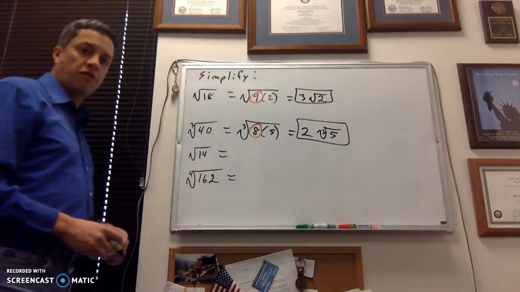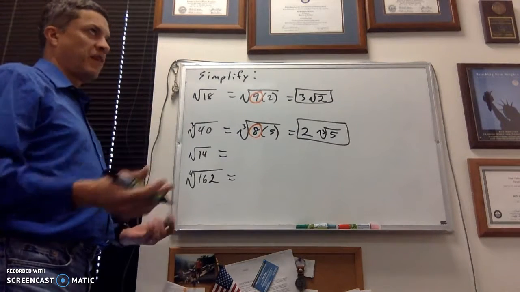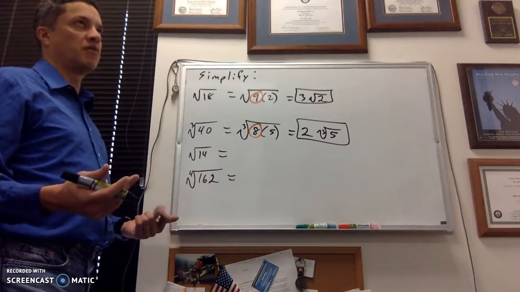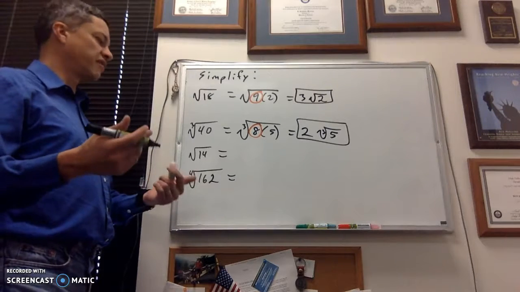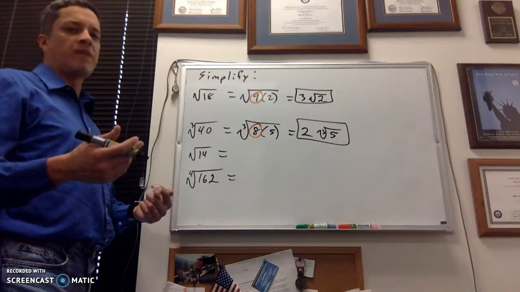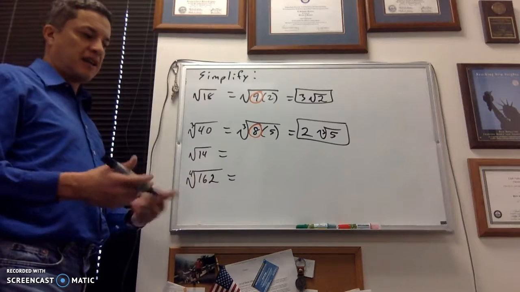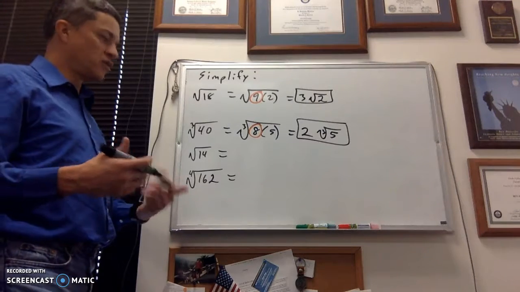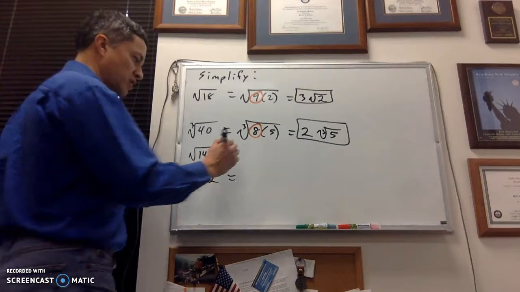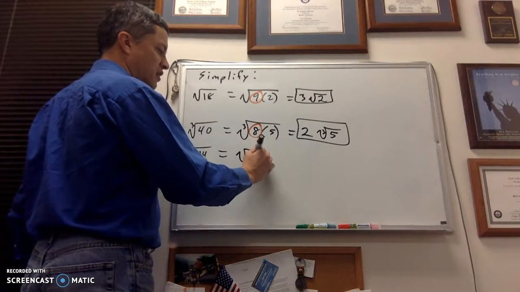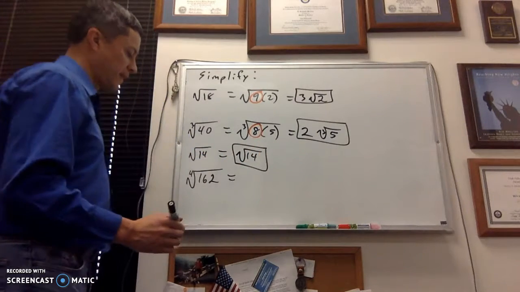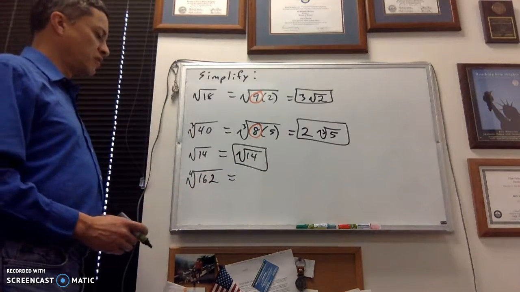Now let's look at the square root of 14. My factors of 14, there's 1, 2, 7, and 14, but if you want the prime factors, it's 2 and 7, and I don't have groups of 2 of those, so it turns out the square root of 14 is already done. It's a trick question.